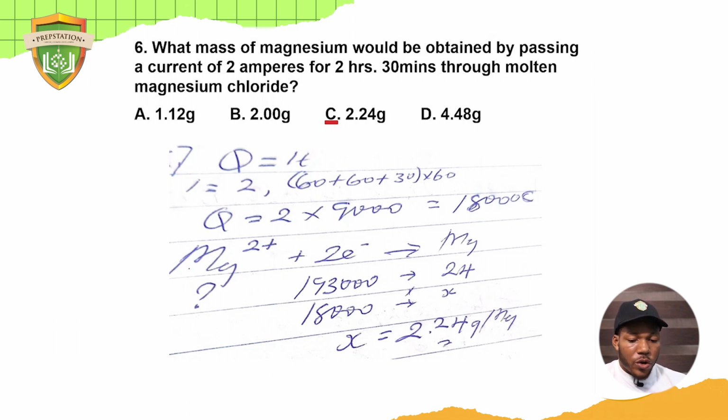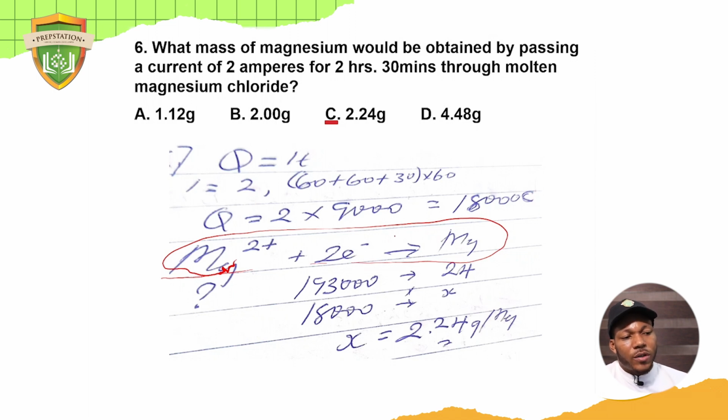Don't forget to write the half equation and balance it. If you don't know how to do this, you can't solve problems on electrolysis. So write your half equation, and you must know the charges of most of the metals. Very, very important. Magnesium is a group 2 element, so it must gain 2 electrons to become a neutral atom. Are you getting it?